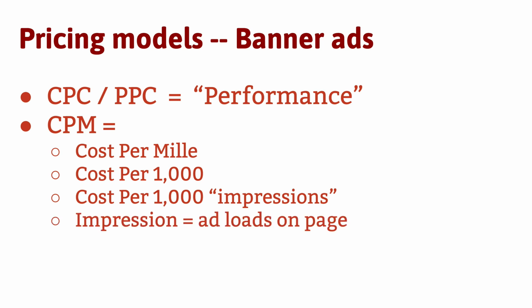So an impression means that the ad loads on a page. So every time a banner ad loads, the advertiser pays, which I guess is obvious, but the website bundles 1,000 of those loads together. A load is an impression. Bundles them in groups of 1,000 and sells per 1,000. So the ads are going to be sold per 1,000 impressions. No one's going to buy less than 1,000 impressions.